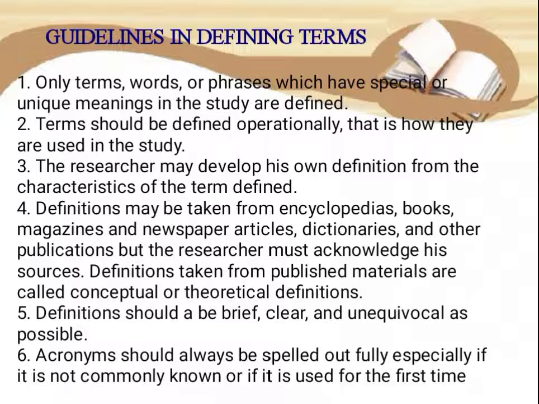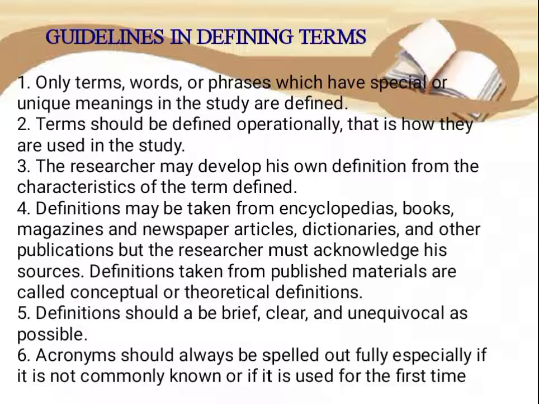And the third, the researcher may develop his own definition from the characteristics of the terms defined. So for example, guys, a house of light materials may be defined as one with bamboo or small wooden posts like nipa, buri or nipa. Mag-same na siya. Walls, split bamboo floor and kugon or nipa roof. This is also an operational definition.